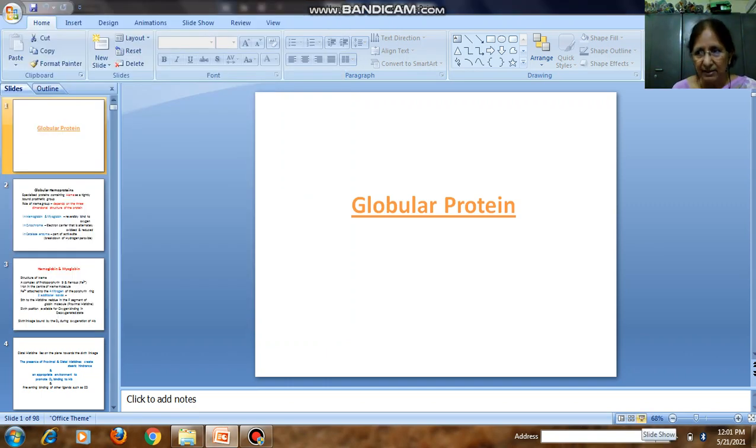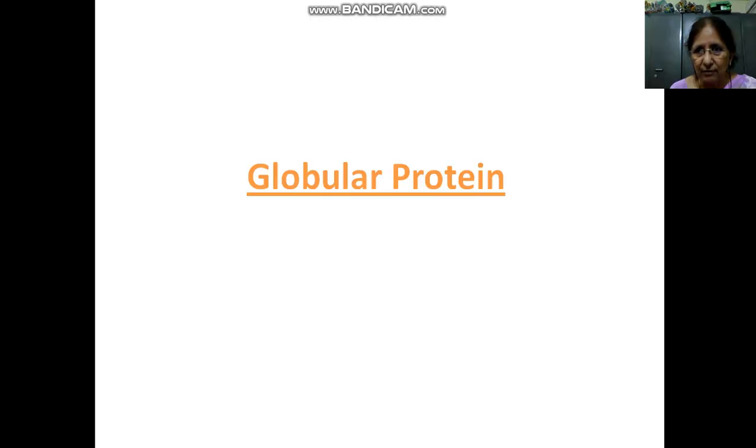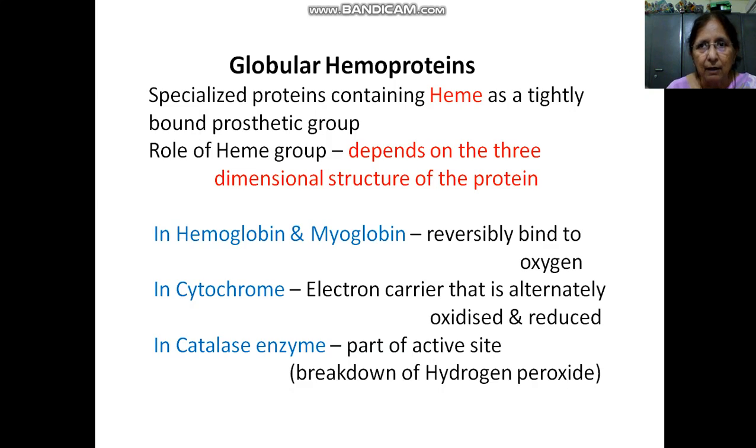Hello everybody. Today we are going to discuss the globular protein. In the last class we discussed fibrous proteins, that is collagen and elastin. But now, with the globular protein structure, we have to discuss its function and see the relationship between the structure and function of the proteins.